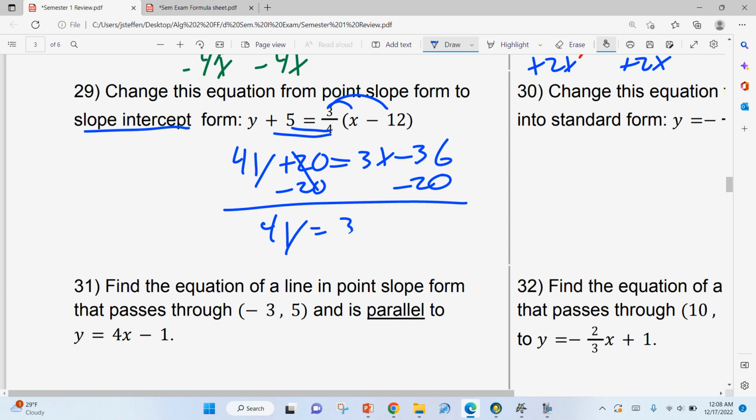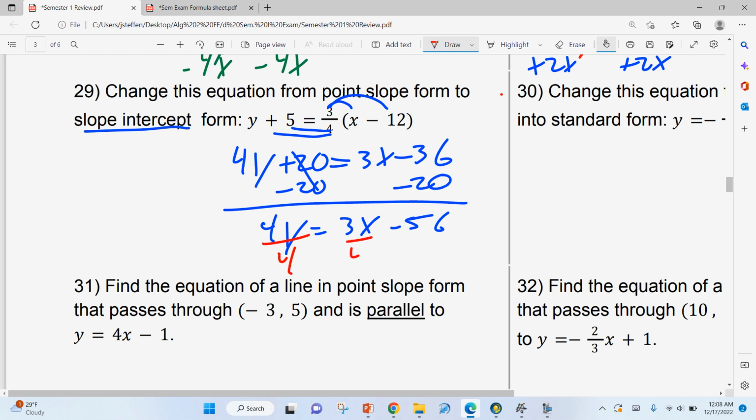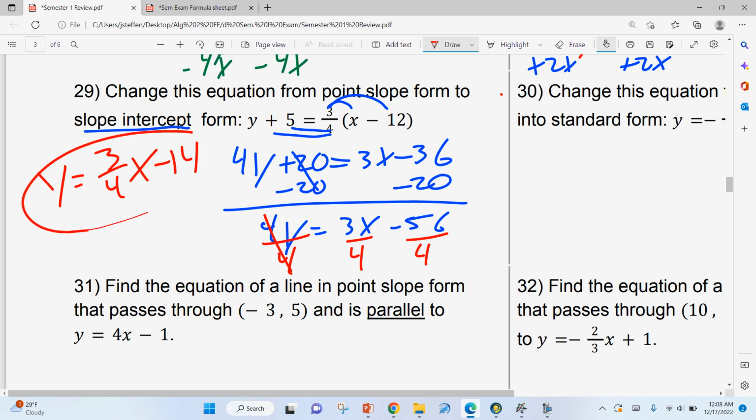4y is equal to 3x minus 56. Divide everything by 4. You get y is equal to 3 over 4x. Then 56 over 4, I bet reduces nicely, is 14. So minus 14.